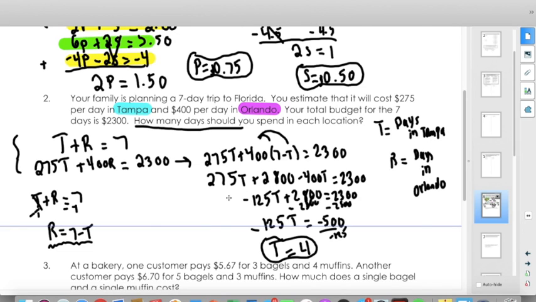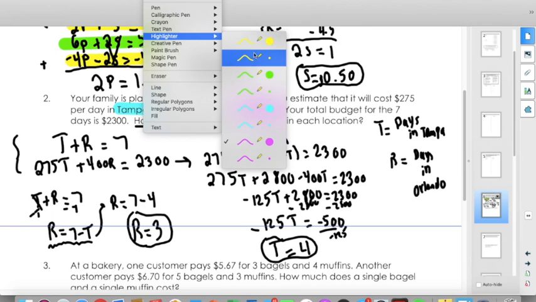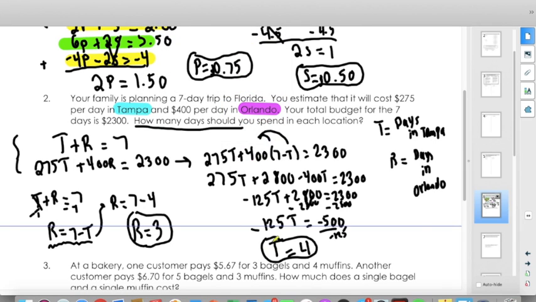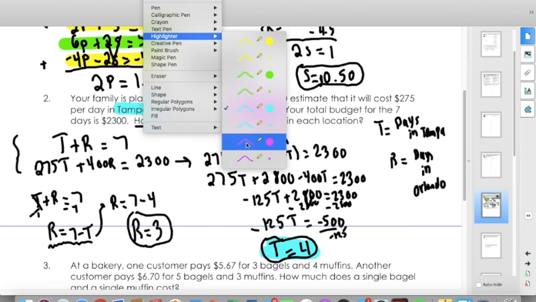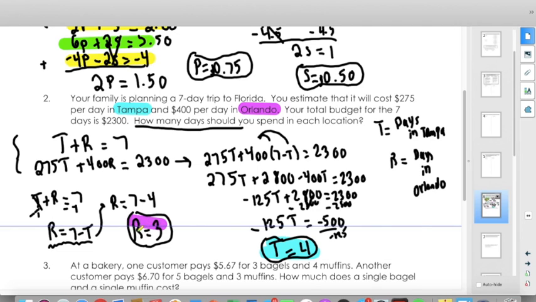So I did the hard part. I found out what T is. Now I already know that R is equal to 7 minus T. So R is equal to 7, and we said T was 4, so R is equal to 3. Now, does that answer our question? How many days should we spend in each location? Yeah, we spend 3 days in Orlando, and we spend 4 days in Tampa. Okay? So get down any work that you need to, or rewind if you need to. Hopefully this is getting easier.